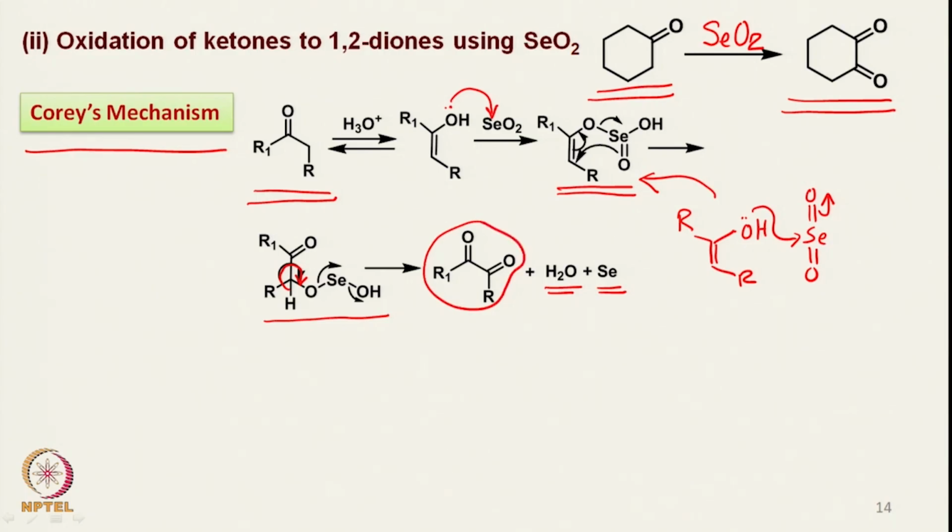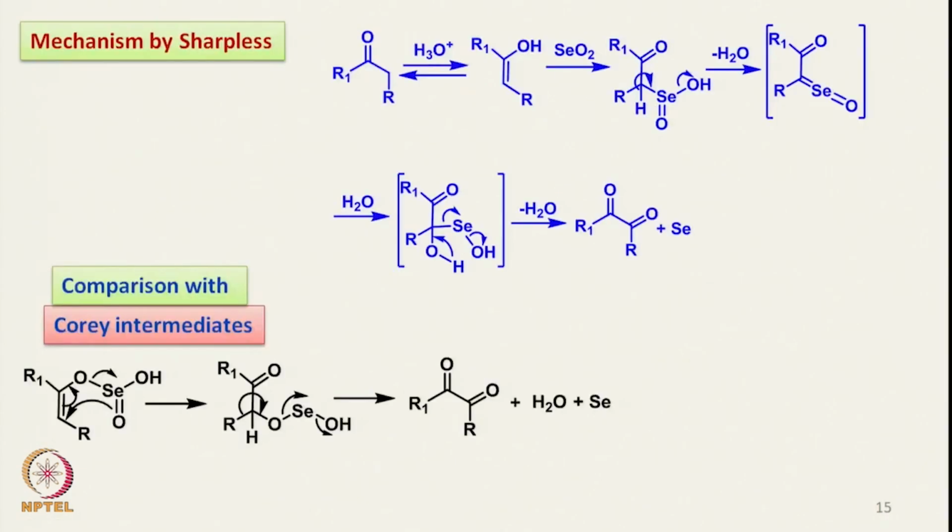Now this is the mechanism which is proposed by Corey. On the other hand, Sharpless proposed a mechanism very similar. This is the Corey mechanism, these are the Corey intermediates, and a ketone, a diketone, is formed, and of course selenium and water get out of the reaction medium.